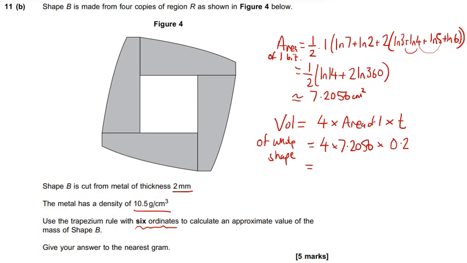And if we put all that together, we get 5.765 cubic centimeters. And then finally, we want the mass of this. So mass is equal to the density, so that's grams per cubic centimeter, multiplied by the number of cubic centimeters, so multiplied by the volume. So 10.5 times 5.765, and that's approximately 61 grams to the nearest gram. So that's the precision that we were asked for.